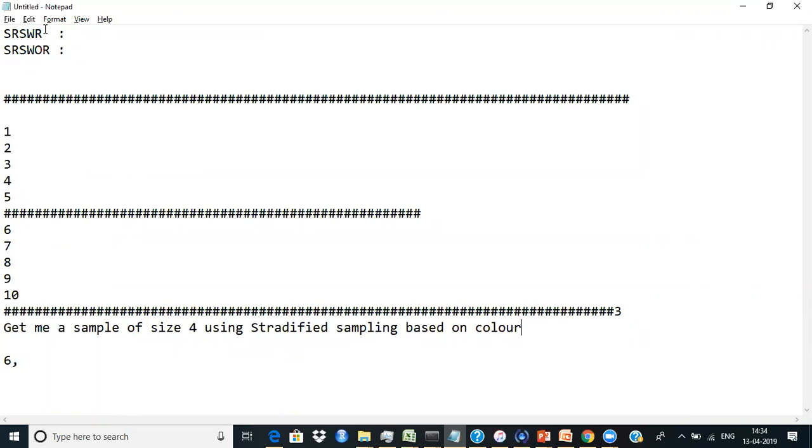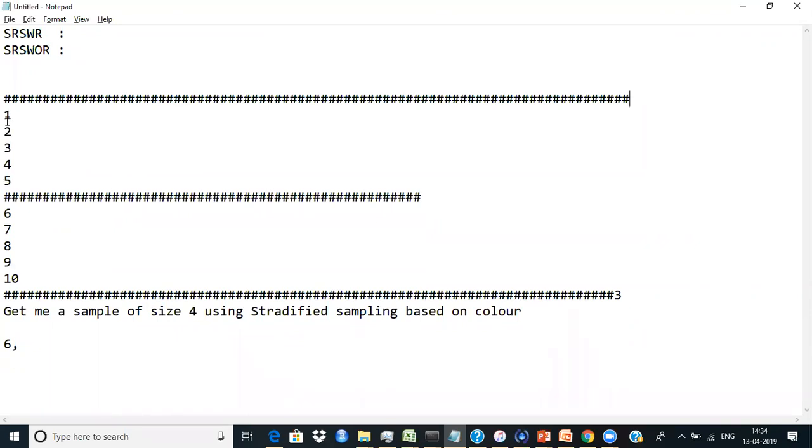Make sense? Sir, what is the main difference between SRSWR and SRSWOR? The main difference is in SRSWR, there is a possibility of getting the same observation multiple times. In SRSWOR, that is not possible. Okay, because in SRSWOR, whatever sample we are getting, we keep it aside and we collect the sample from the remaining ones. Exactly.